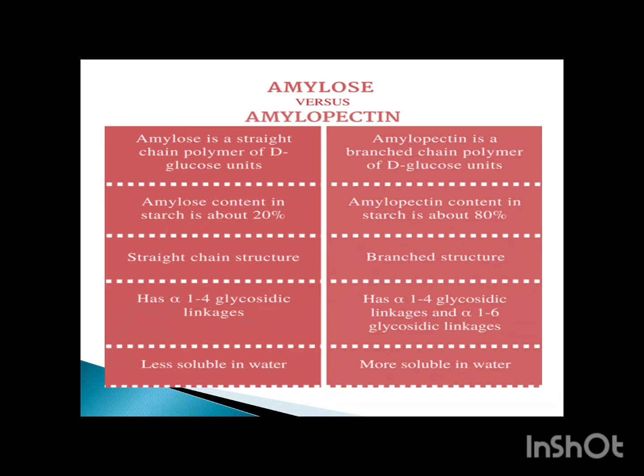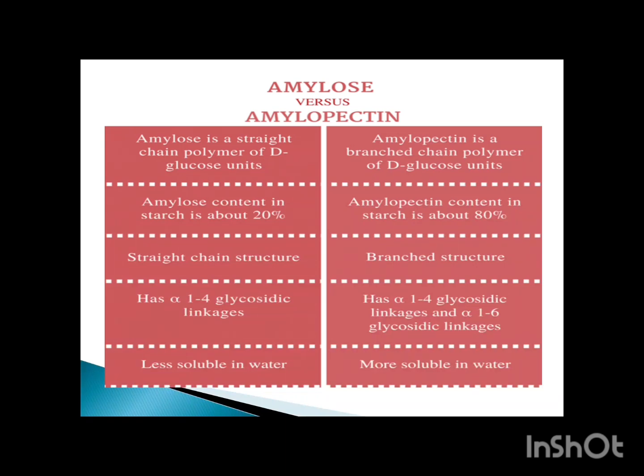Amylose is a straight chain polymer of D-glucose units. Amylopectin is a branched chain polymer of D-glucose units. Amylose content in starch is about 20%. Amylopectin content in starch is about 80%.